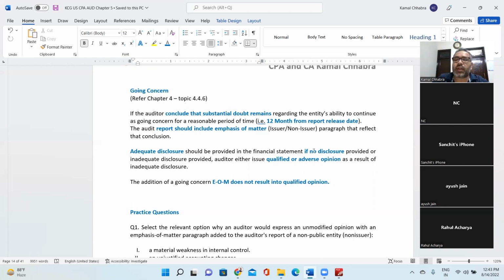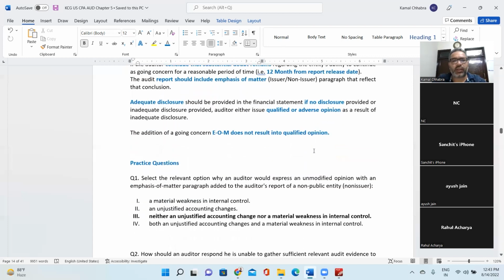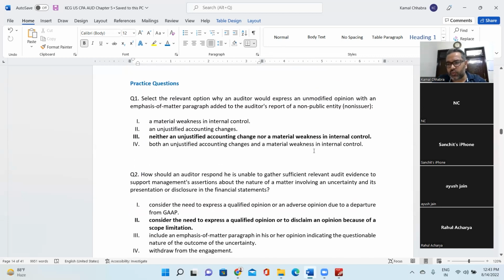If adequate disclosure has not been made by the management, then it will be a GAAP issue. There you will be assessing whether the going concern issue has a pervasive impact. So there it goes for an adverse opinion majorly, right? Those are things you need to evaluate. Then let's do a practice of these two questions to wrap up this opinion content, and then we jump into the new topic.